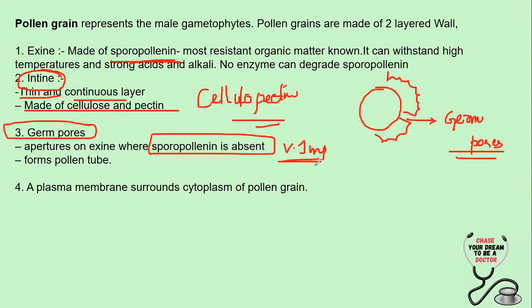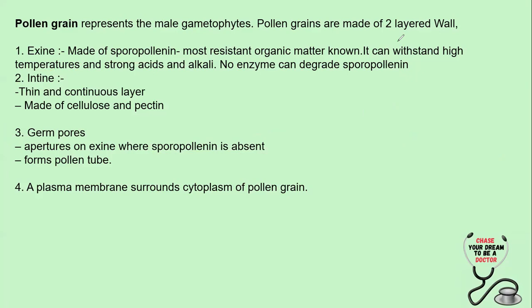And what is the function of this germ pore, or what is the importance of its occurrence? It actually helps to form the pollen tube during the process of pollen growth. Clear? During pollen growth, you'll find the formation of the pollen tube through the germ pores. And as in all cells, the plasma membrane surrounds the cytoplasm of the pollen grain as well. Clear?